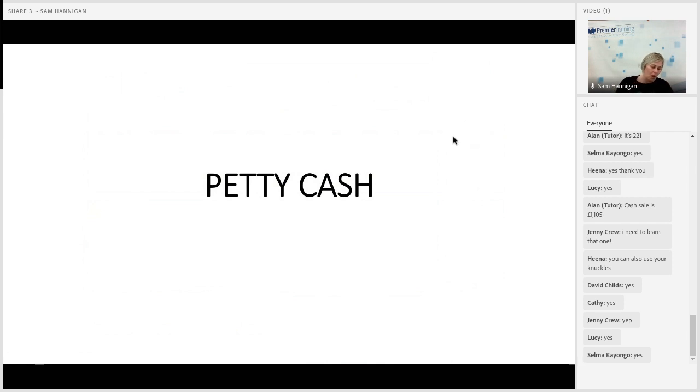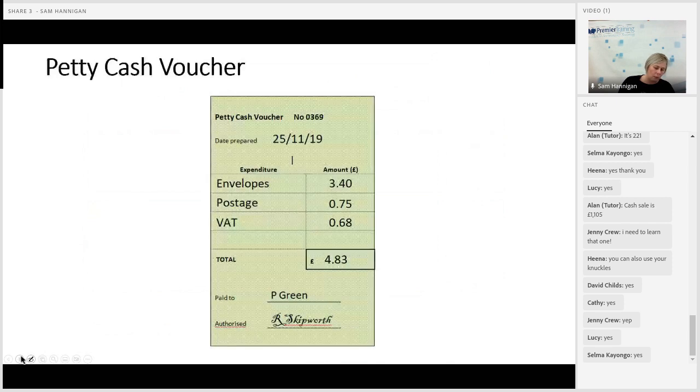Okay, then. What we normally do, or what should happen in the real world, is somebody might go and buy, for instance, envelopes and postage, some stamps or whatever. What we'd normally do is say, bring a receipt, and if they've paid it out of their own money, we'll then reimburse them. Or if they took, say, £5 out of petty cash, I'd expect a receipt back and the change.